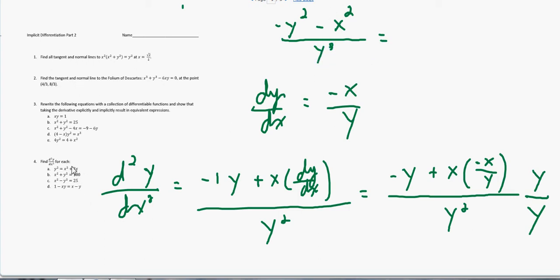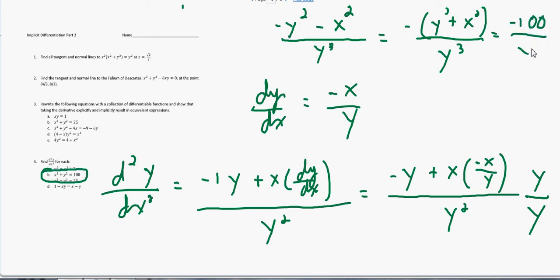But again, if you look back at your original equation, you can factor out a negative here and you'll be left with y squared plus x squared over y cubed. And y squared plus x squared, if we're on the second curve, is 100. So it's really negative 100 over y cubed.